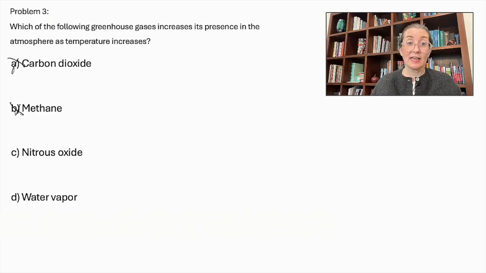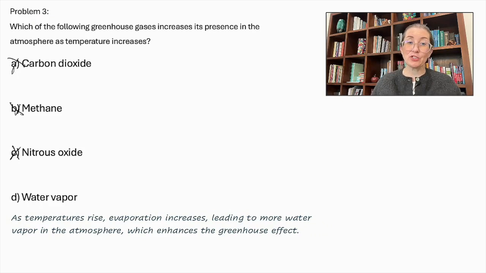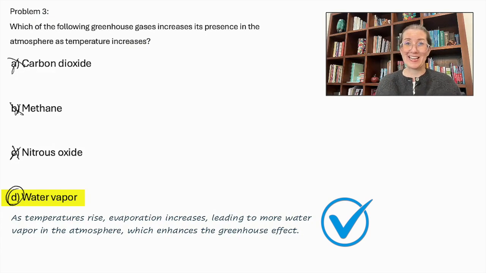Nitrous oxide. Its levels are primarily influenced by agricultural activities and industrial processes, not directly by temperature changes. So this is incorrect as well. Water vapor. As temperature increases, the rate of evaporation from bodies of water also increases, leading to a higher concentration of water vapor in the atmosphere. This creates a positive feedback loop as water vapor itself is a potent greenhouse gas. Therefore, water vapor is the correct answer.